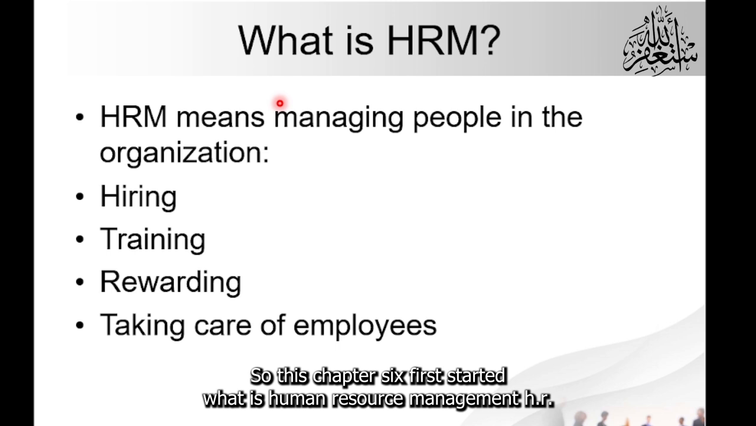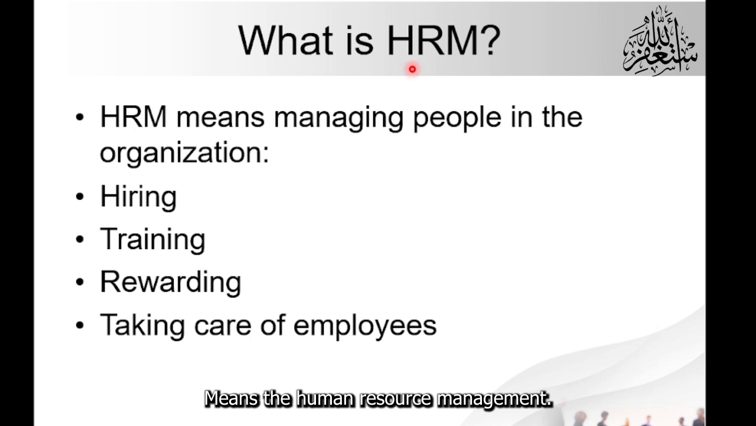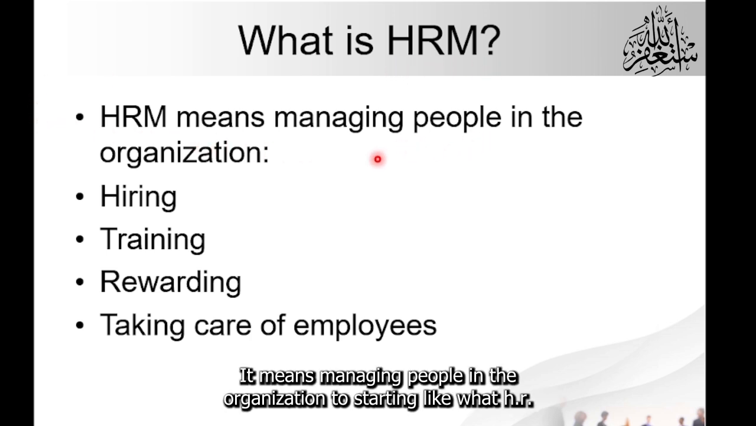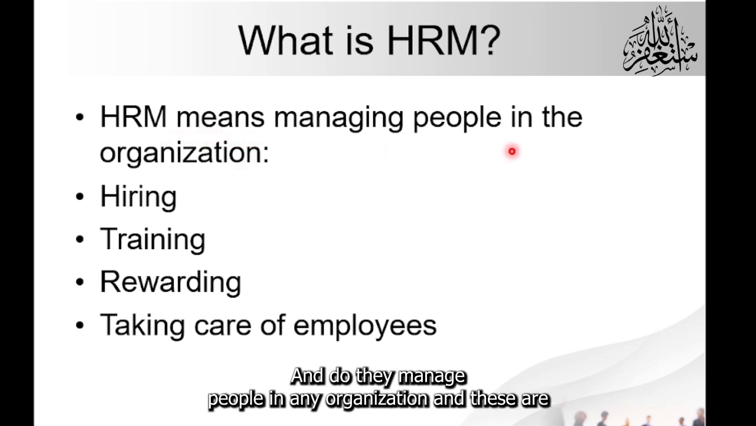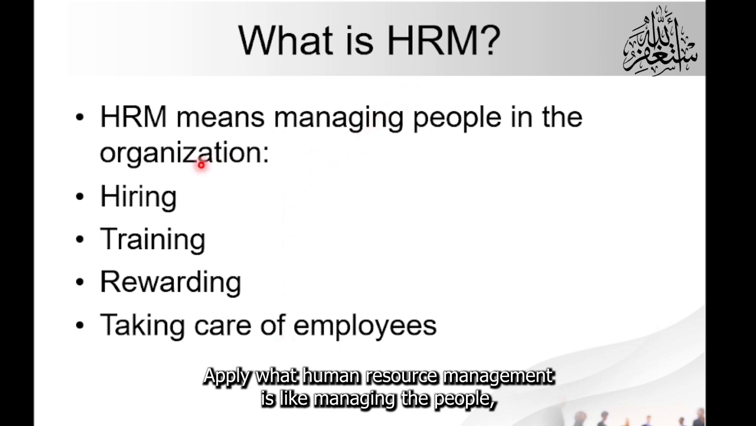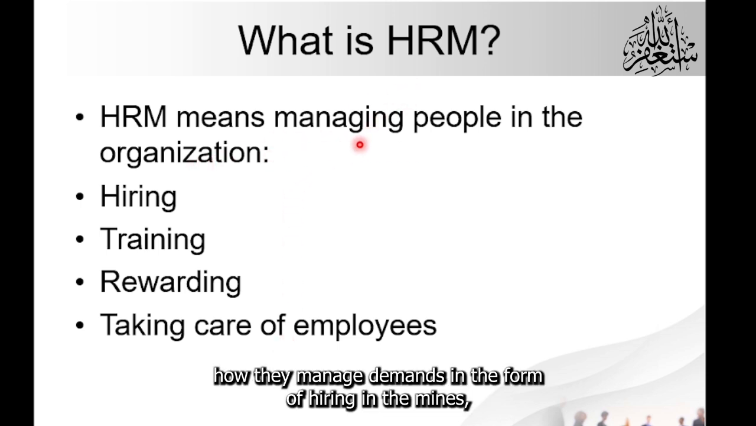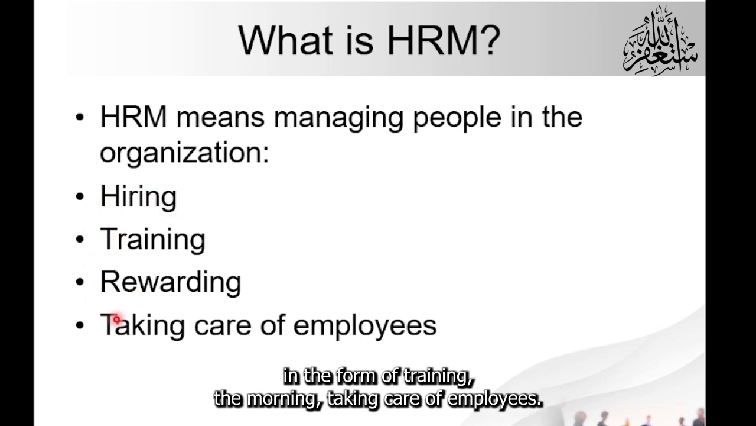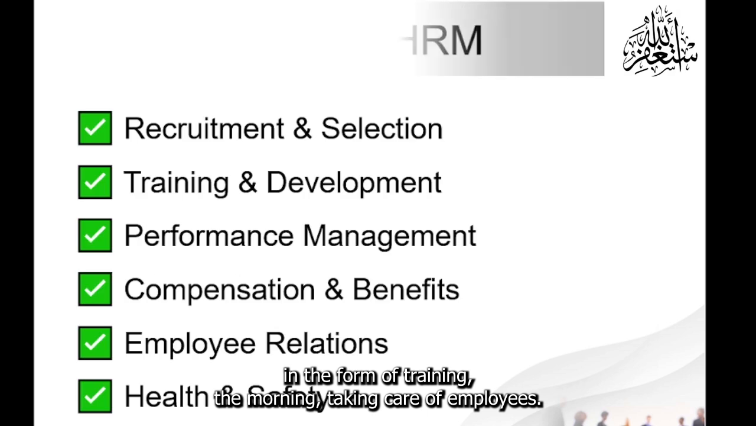So the first slide of chapter 6 says, what is human resource management? HR means human resource management. HRM means managing people in the organization. In short, what HRM does is manage people in any organization. They hire, train, reward, and take care of employees. They manage in the form of hiring, training, rewarding, and taking care of employees.